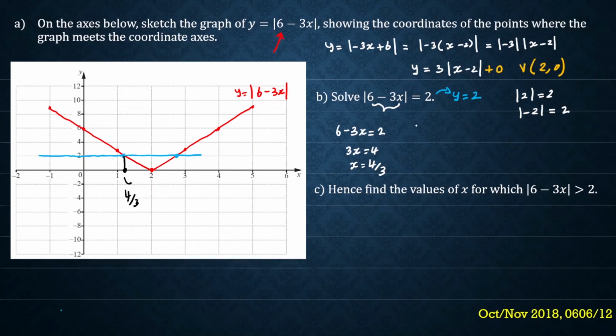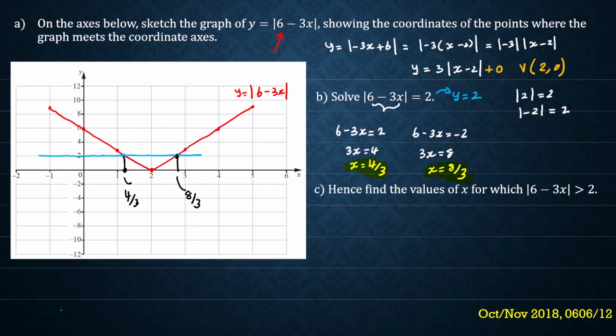For the right branch, 6 minus 3x equals negative 2. So we'll have 3x equals 8, x equals 8 on 3. This is the intersection point here. So this is the point 8 on 3. So these are your solutions for part B.